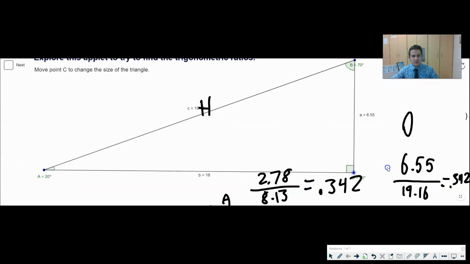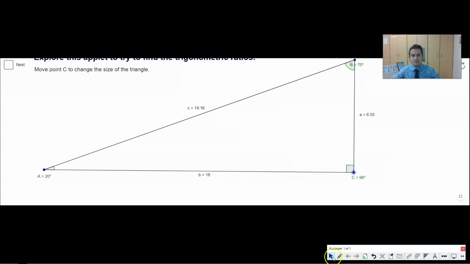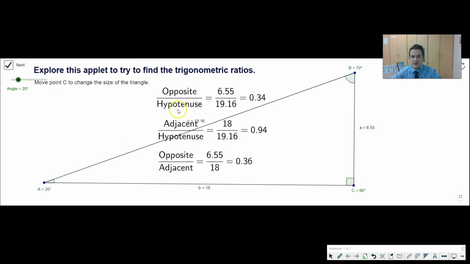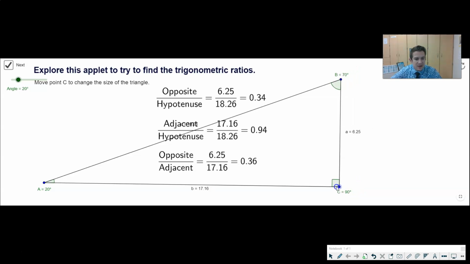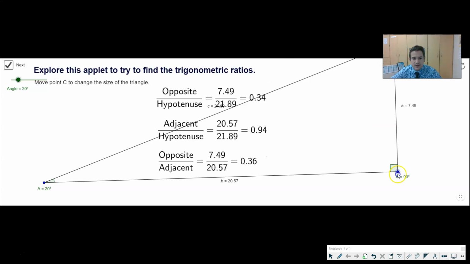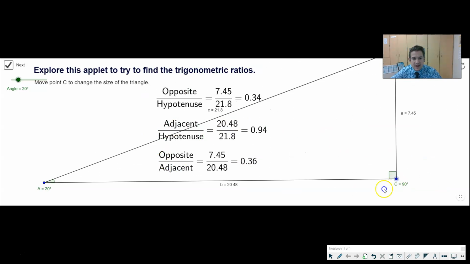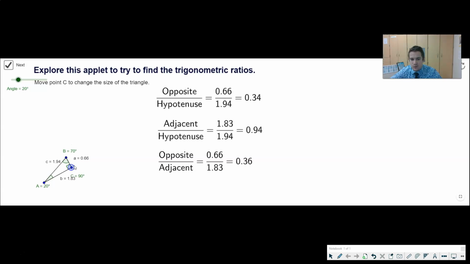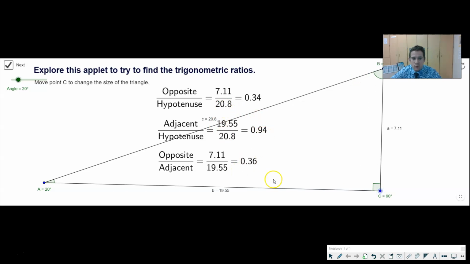Let me erase all this real quick. So let me click on this next button again. Notice, again, the opposite divided by the hypotenuse sides is still 0.34. The adjacent divided by hypotenuse side is still 0.94. The opposite divided by adjacent side is still 0.36. And notice, as long as I keep the angles the same, if I move this triangle around, those ratios, those decimals from dividing those sides, stay the same. Even if it's this really tiny triangle, 0.34, 0.94, 0.36. If it's this really big triangle, 0.34, 0.94, 0.36. That's pretty cool. That's pretty crazy.